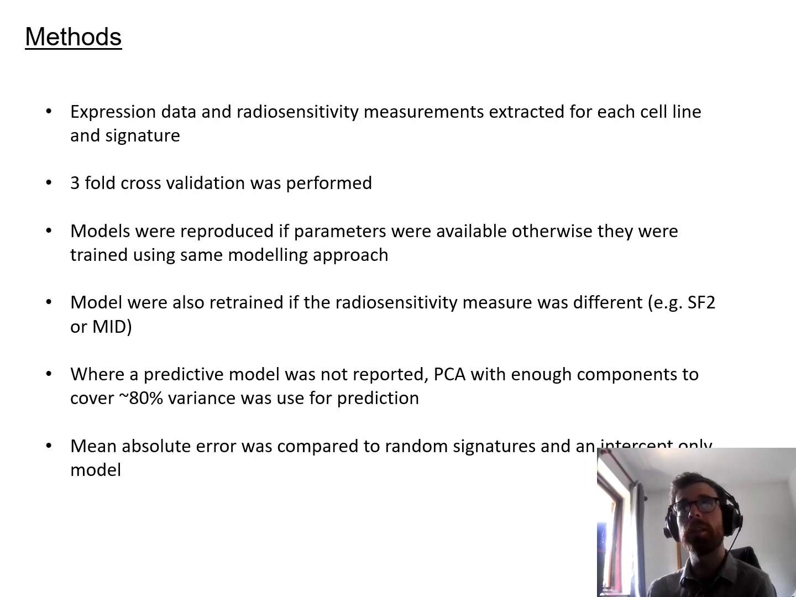So to run through the methods, the expression data and radiosensitivity measurements were extracted for each cell line and signature, and a 3-fold cross-validation was performed. Models were reproduced if parameters were available, otherwise they were trained using the same modeling approach. The models were also retrained if the radiosensitivity measure was different. Where a predictive model was not reported, PCA with enough components to cover approximately 80% of the variance was used for prediction. The mean absolute error was compared to random signatures and an intercept-only model.